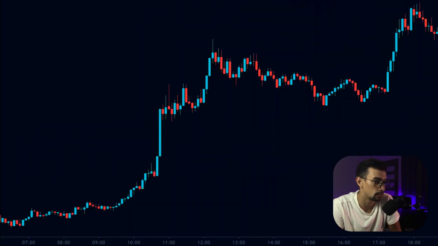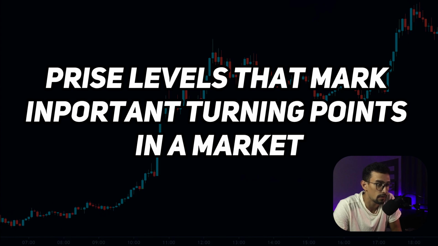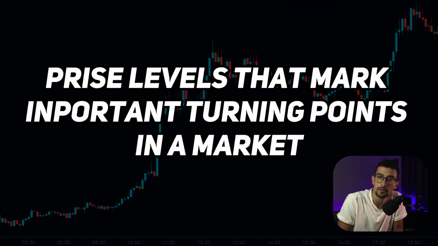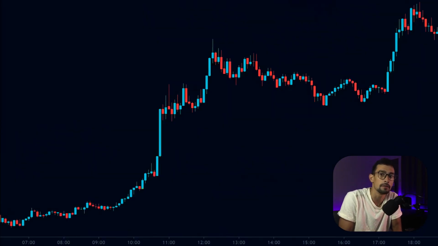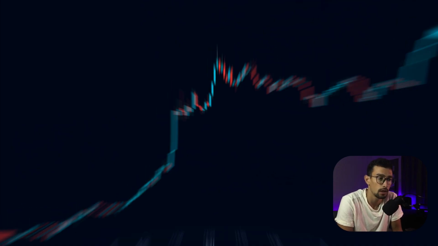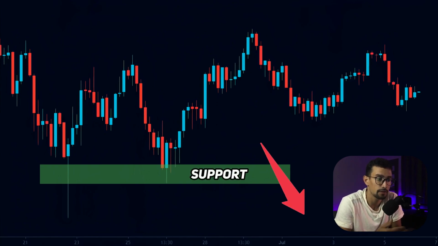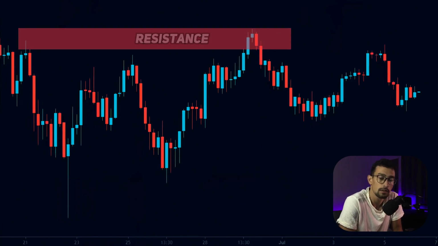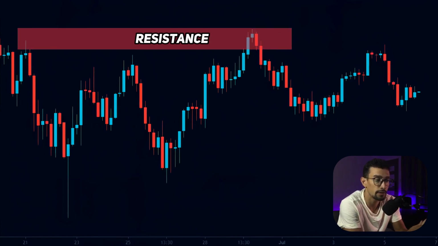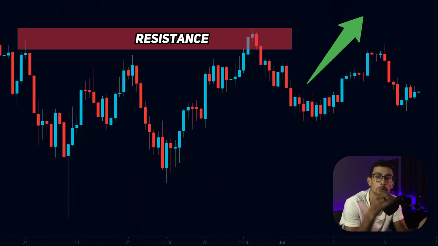So first, what is support and resistance? Support and resistance are basically price levels that mark important turning points in the market, and you can think of them like barriers that prevent the market from going in a certain direction. A support is an area on this chart that prevents the market from falling below or going downwards. Similarly, a resistance level is an area on the chart that prevents the price from pushing above or upwards.